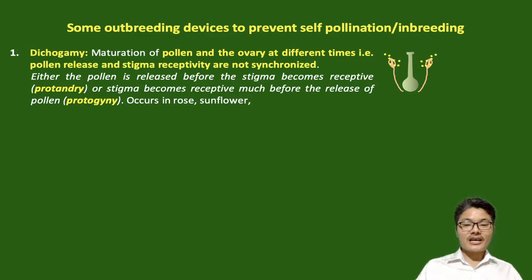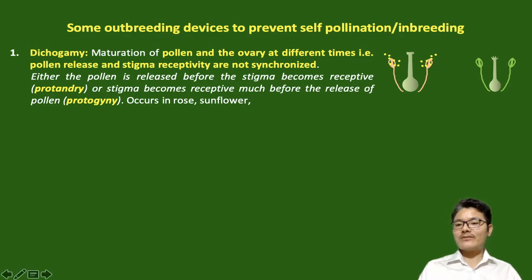On the other hand, in case of protogyny, the anther is immature and there is no release of pollen grain, but the stigma is becoming receptive. The stigma is receptive and it is not receiving its own pollen grains as the anther is not matured and there is no release of pollen grain.